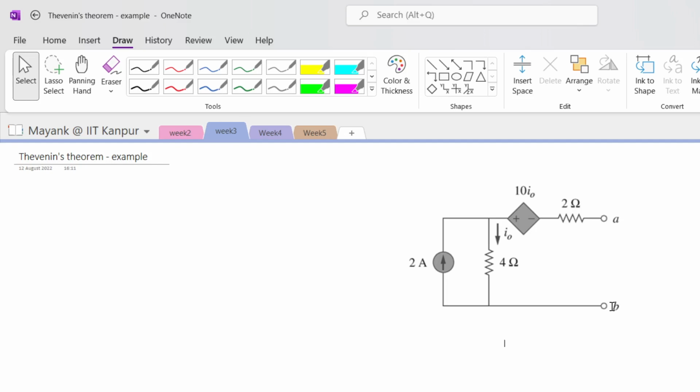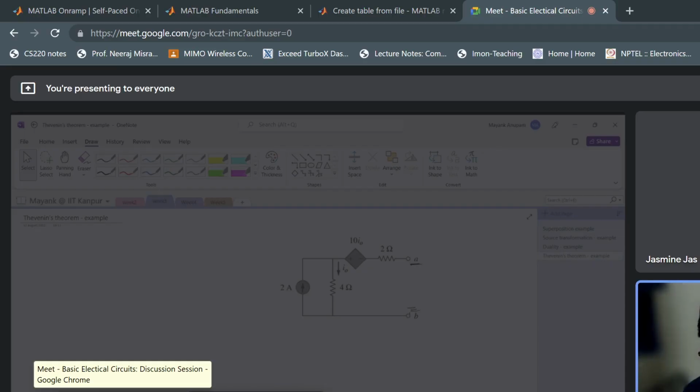Since week 3 was covered earlier and there was also a quiz on this and solutions are also shared, can you help me find out the Thevenin's equivalent in this case? Can you tell me what to do, how to find out Thevenin's equivalent here across these terminals A and B? Can you help me, Jasmine? Can you please unmute yourself?